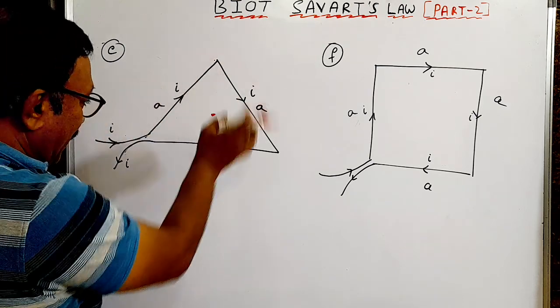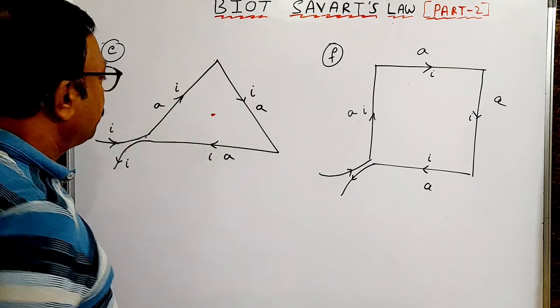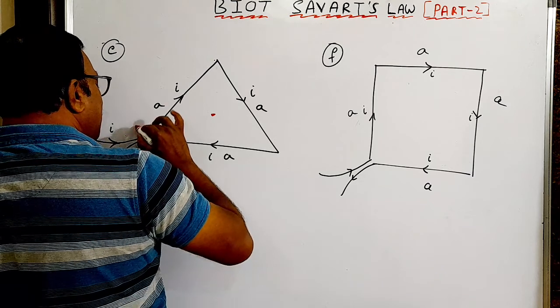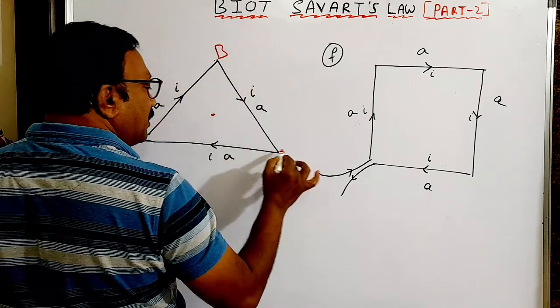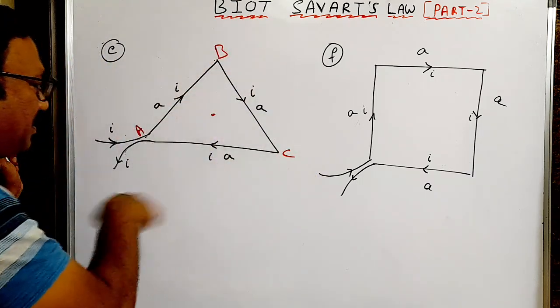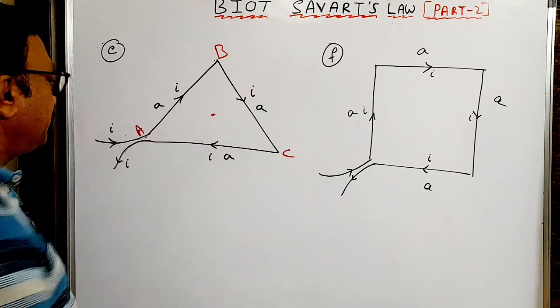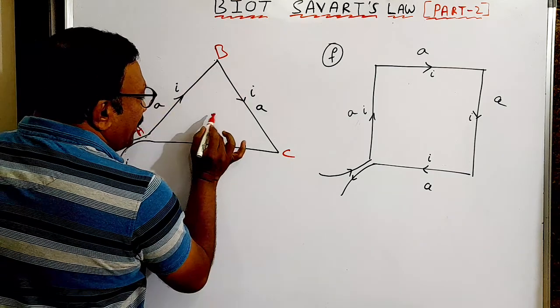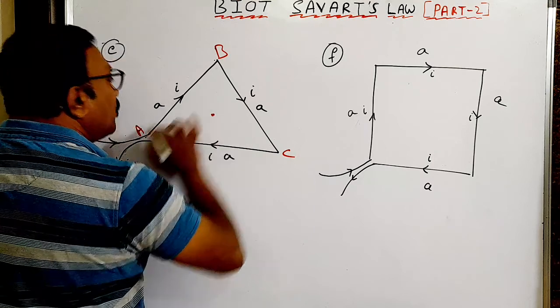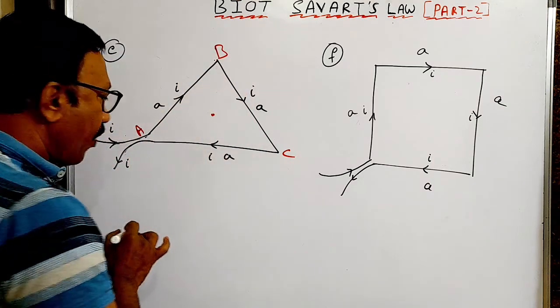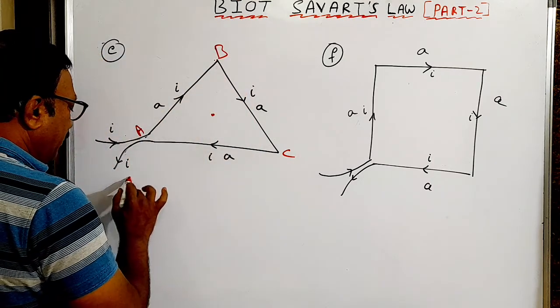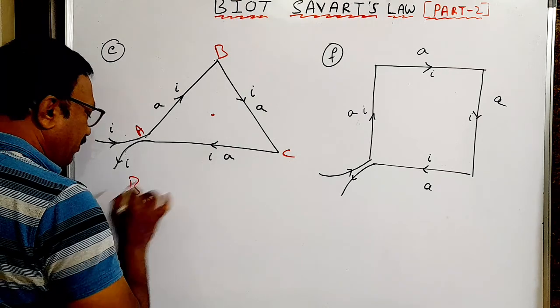Due to these 3 wires I want it. So let me name this as A, this is B, this is C. 3 pieces, AB, BC, CA are the 3 wires. So I will determine the magnetic field here due to the wire AB first.